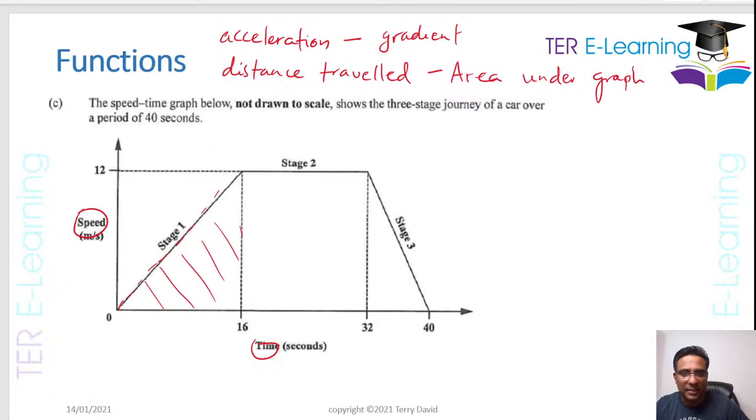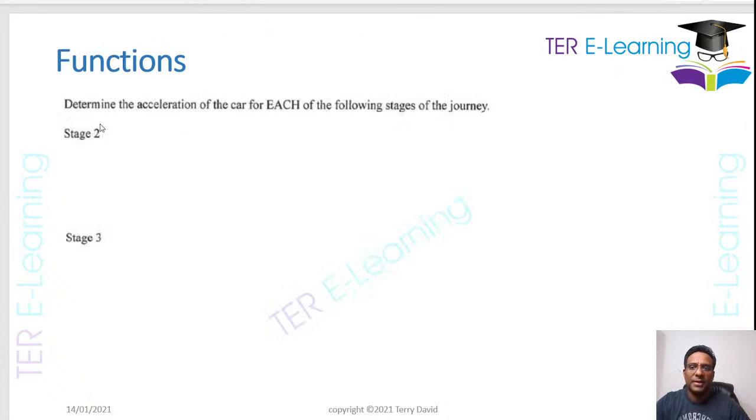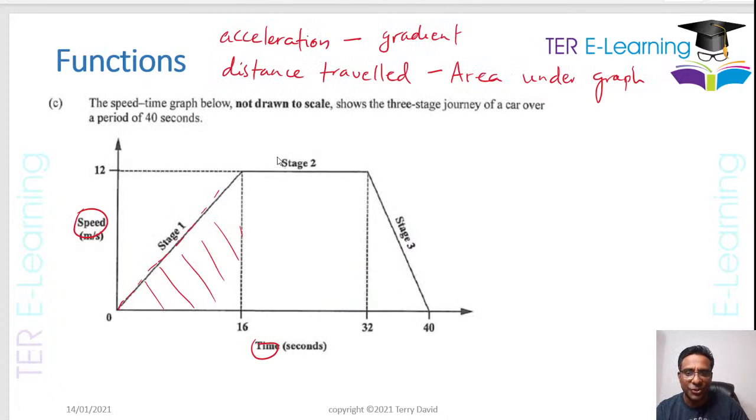Now let's see what CSEC wants us to work out here. They said determine the acceleration for each of the following stages. The first one is stage 2, and they want acceleration. Stage 2 is this horizontal line here. That part requires no calculation because the gradient of a horizontal line is 0. So the gradient of this is equal to 0.